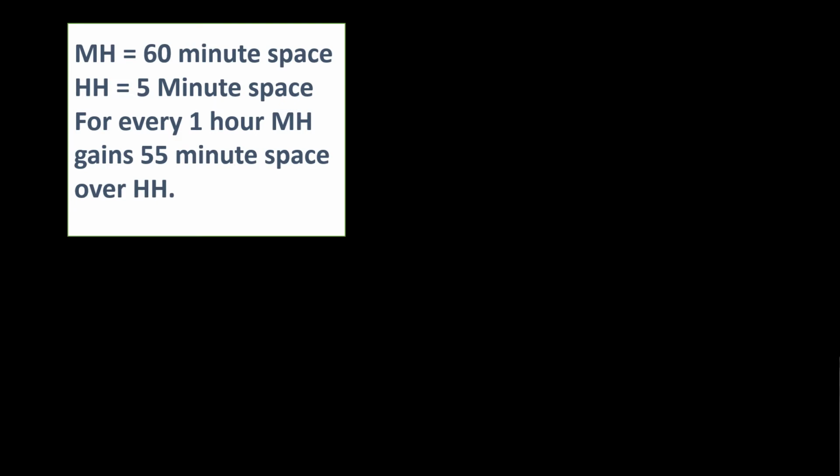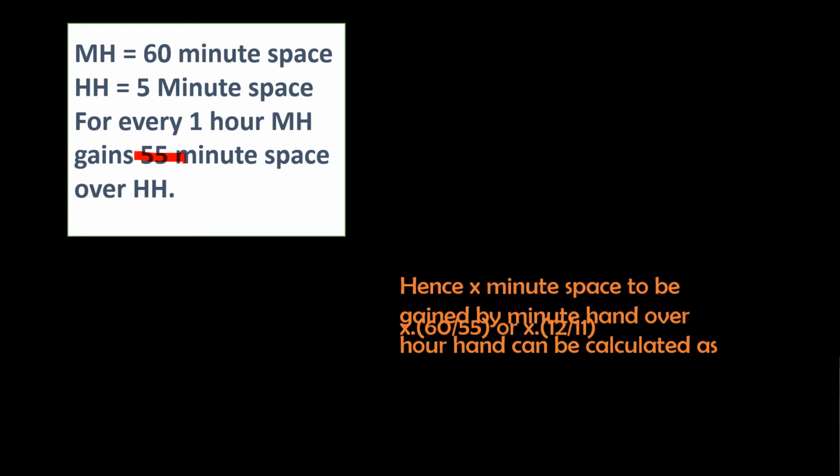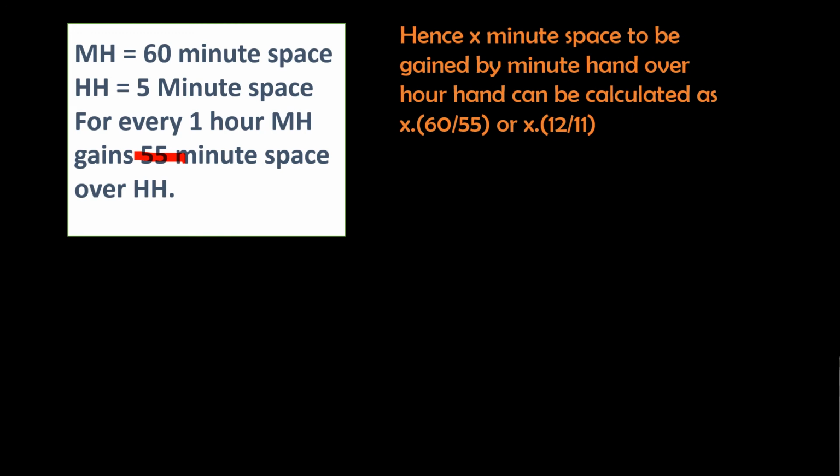We know that in 1 hour the minute hand will cover 60 minute spaces and the hour hand will cover 5 minute spaces. So every 1 hour the minute hand gains 55 minute spaces over the hour hand, that is 60 minus 5 gives you 55 minute spaces. To calculate the minute spaces to be gained by the minute hand over the hour hand, you can use this formula. X is the minutes you have to calculate: X into 60 divided by 55, or X into 12 divided by 11.